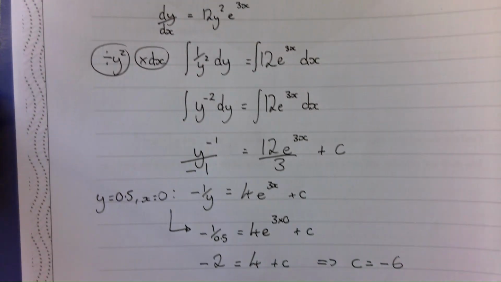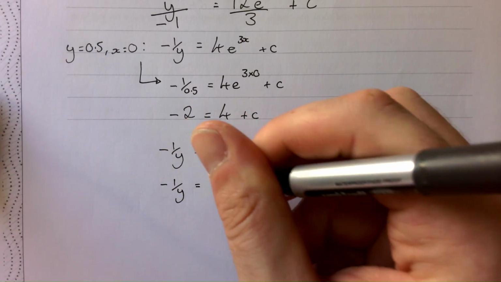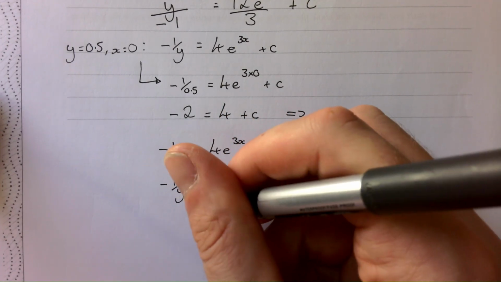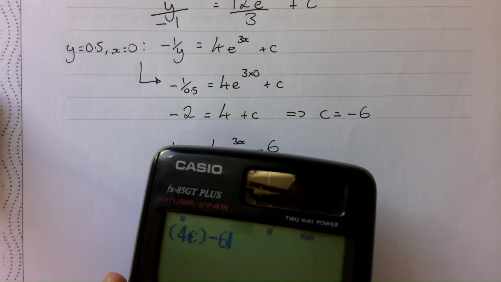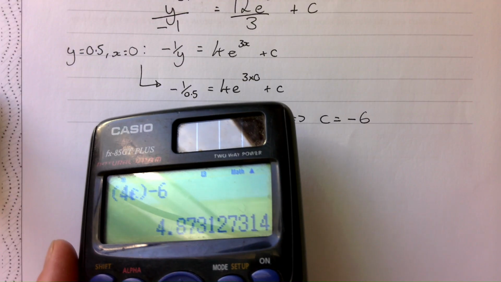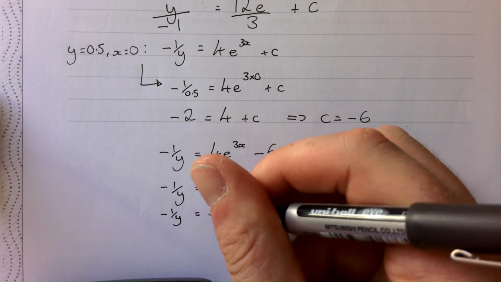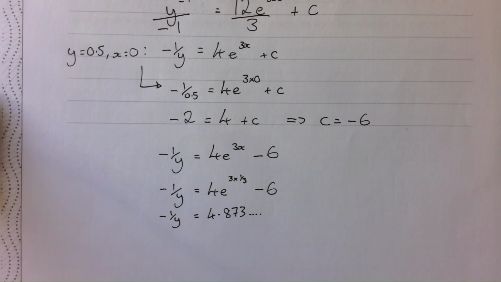I'm asked in the question to find the value of y when x is equal to a third. So that's what I'm going to do. Minus 1 over y is equal to 4e to the power of 3 times 1/3, minus 6. I'm going to do that on my calculator now. So e to the power of 3 times a third is e to the power of 1. So I have 4 times e. I've just simplified it down to this. So I have that minus 1 over y is equal to 4.873. I'm not going to delete this from my calculator to save having to type it all out again.